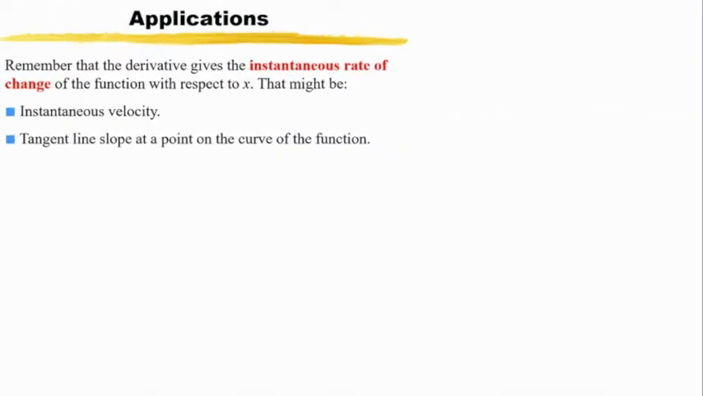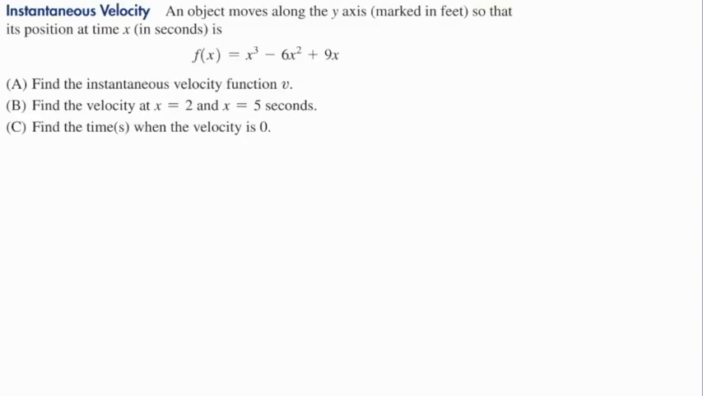So we have some applications in this chapter we would like to apply derivatives to, and that is instantaneous velocity and finding the slope of a tangent line at a point on a curve. So here is our instantaneous velocity problem. It states that an object moves along the y-axis marked in feet so that its position at time x, which is measured in seconds, is modeled by this function f of x.